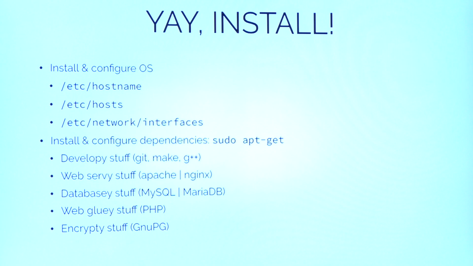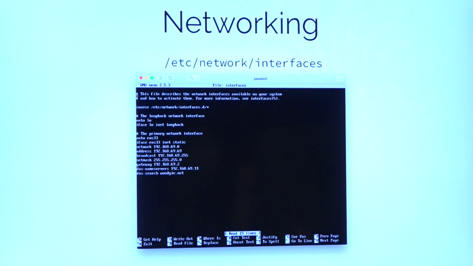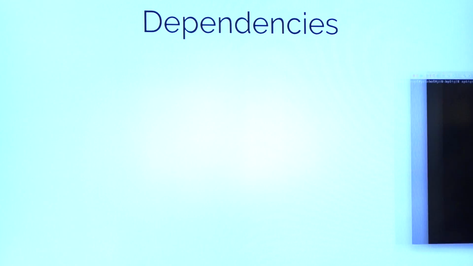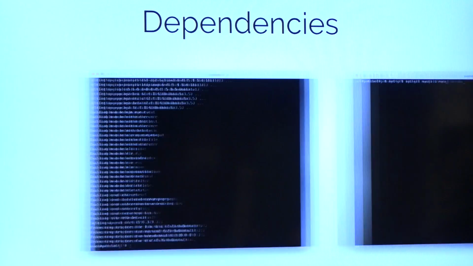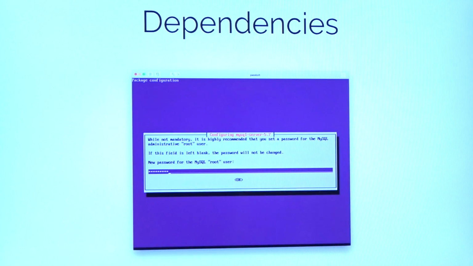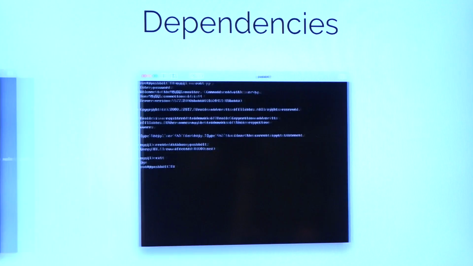We need to install some developy stuff, some webby servery stuff, databasey stuff, web gluey stuff, entropy or encrypty stuff, and then we can install Passport. You said you know how to do that. That's good. Dependencies, all the web server stuff, database stuff. It'll ask you for root password. Don't forget that password. We'll need it.